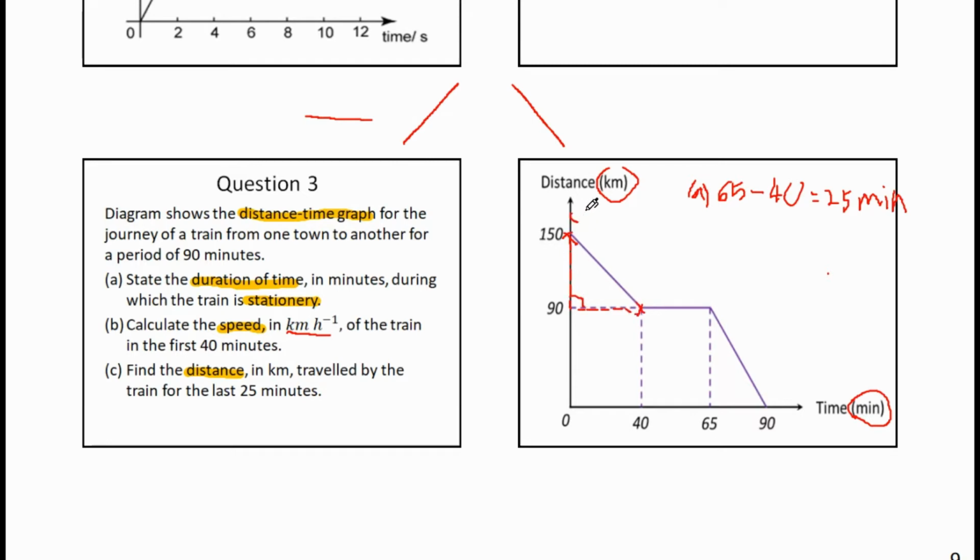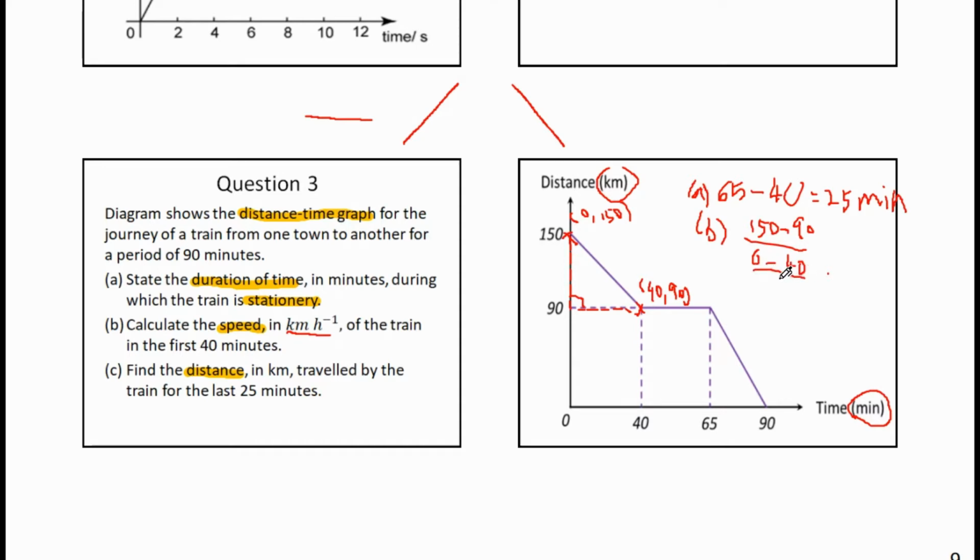The coordinate of this point is (0, 150). The coordinate of this point is (40, 90). Okay, we have to find the gradient. So 150 minus 90, this is in kilometers, over x2 minus x1, 0 minus 40. Okay, here's the problem. This is in minutes, but the question asks for hours.